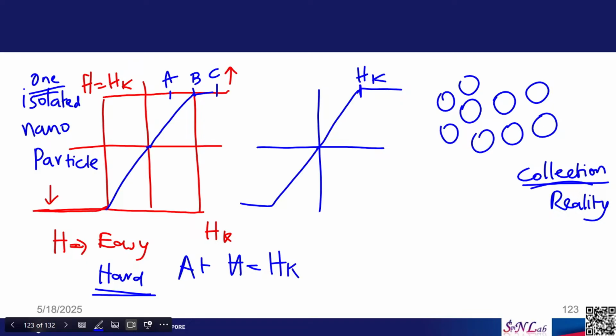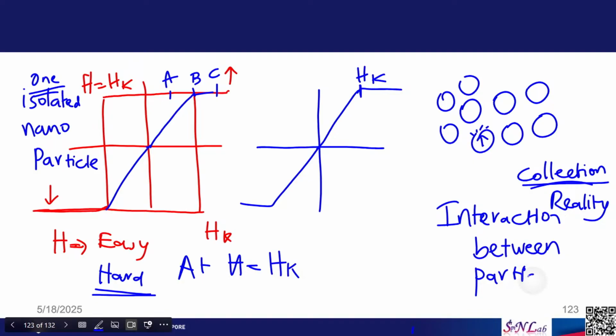Individually, each of these particles is a single domain and it will follow the Stoner-Wohlfarth reversal mechanism. But when you have a collection like this, there are many interactions. For example, let us say this is magnetized in this direction. This generates a certain magnetic field, and this magnetic field will influence the neighboring particles and so on. So, when you have a collection, there is interaction between particles. This is a Stoner-Wohlfarth system, because each particle is a single domain and they are isolated from each other, but still there is some interaction between these particles.